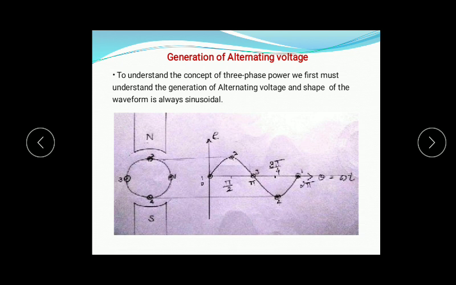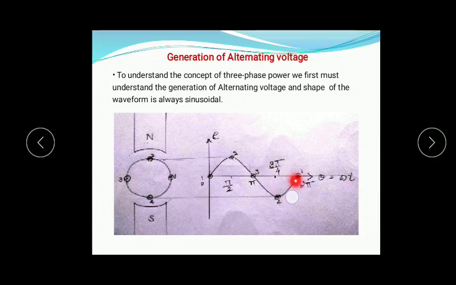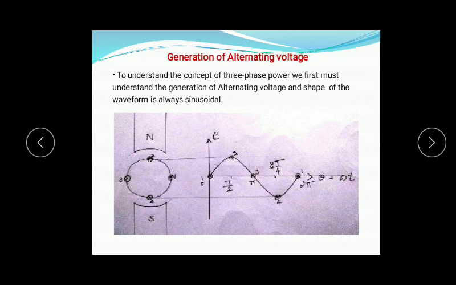Again, once the conductor reaches position number 4, by making an angle of 3 pi by 2, the conductor is going to move perpendicular to the lines of flux and maximum EMF is induced in the conductor. And once again, if the conductor reaches back to position 1, from position 4 to position 1, there is no flux, no EMF. So at position 1 and 3, there is no EMF.